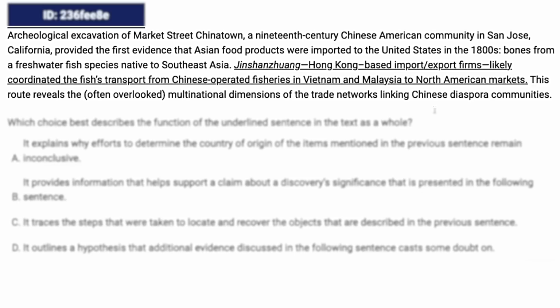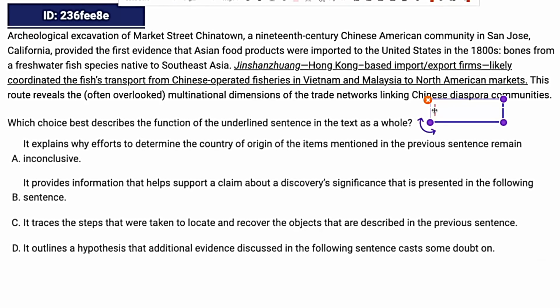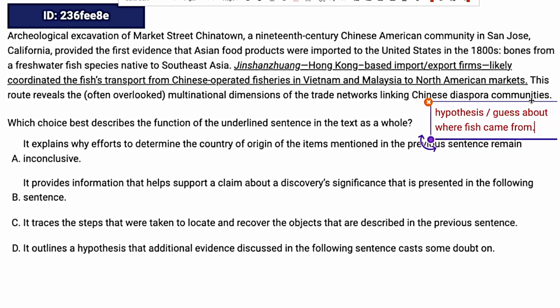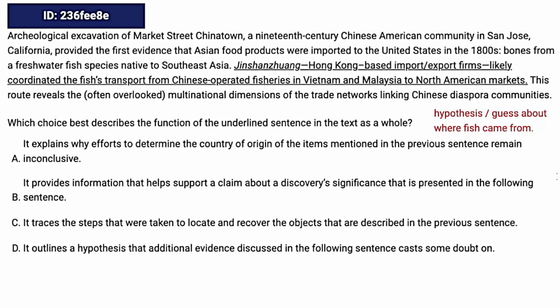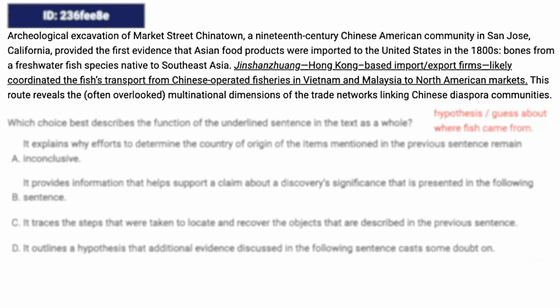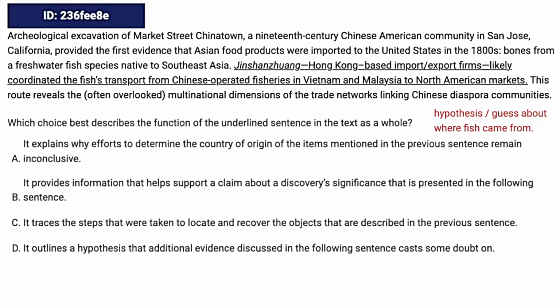At this point, I feel like I have sort of a prediction because basically this is a hypothesis or a guess about where the fish came from. And then let's just finish up here for context. This route reveals the often overlooked multinational dimensions of the trade networks linking Chinese diaspora communities. Okay, so we have the hypothesis, the guess where the fish came from, and then this last sentence is sort of saying like why that's important, I guess. Okay, so let's go through.